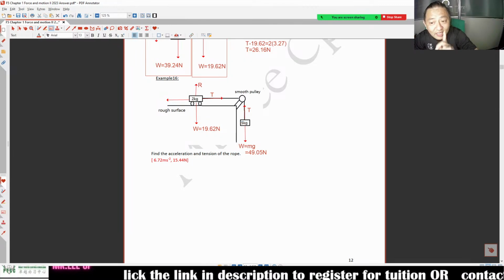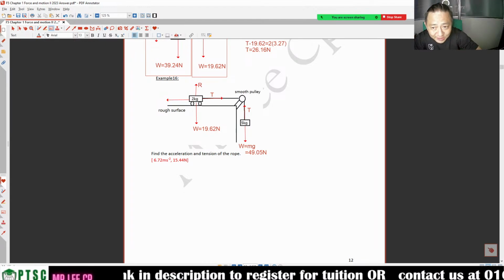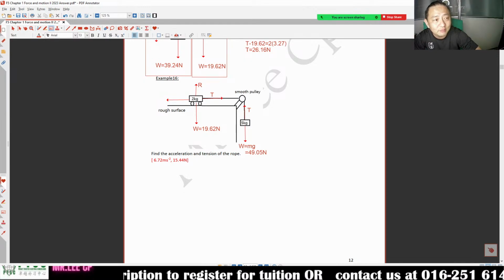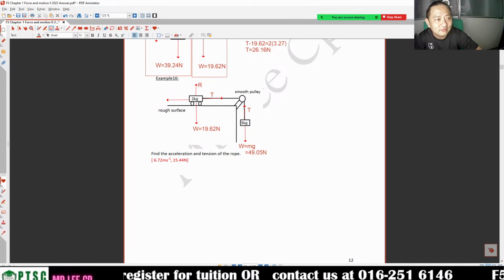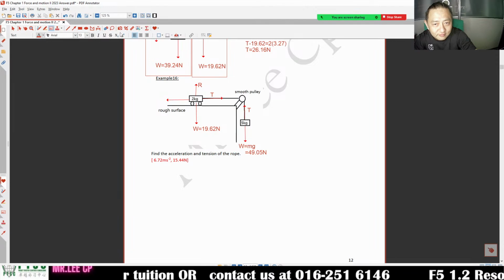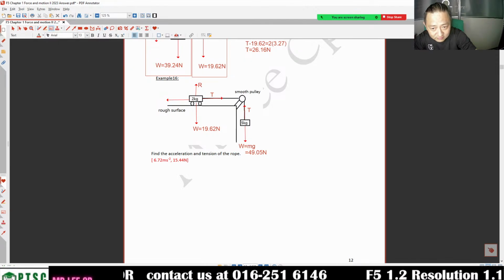So, if I ask you how much is the R right now, what is the value of R? The question is not asking me, but I want to ask you. How much is the value of R?